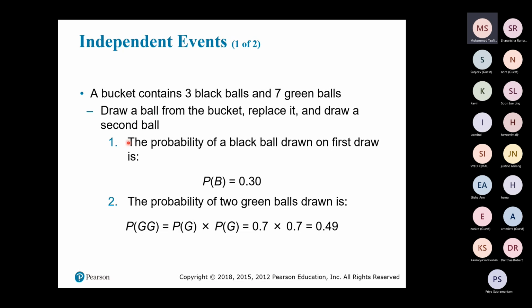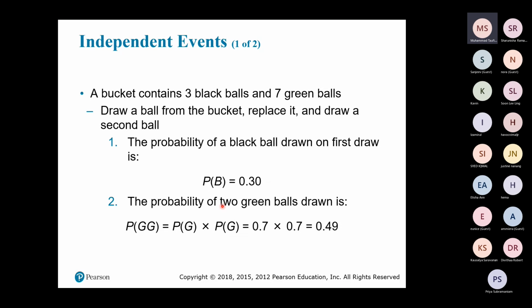So what is the probability of getting a black ball on the first draw? You pick for the first time and you get a black ball. What is the probability? The number of black balls is 3, out of 10 balls in the bucket. So the probability of getting a black ball from the bucket is 3/10, or 0.3. So this is simple. This one just checks the probability of getting a black ball in the first draw.